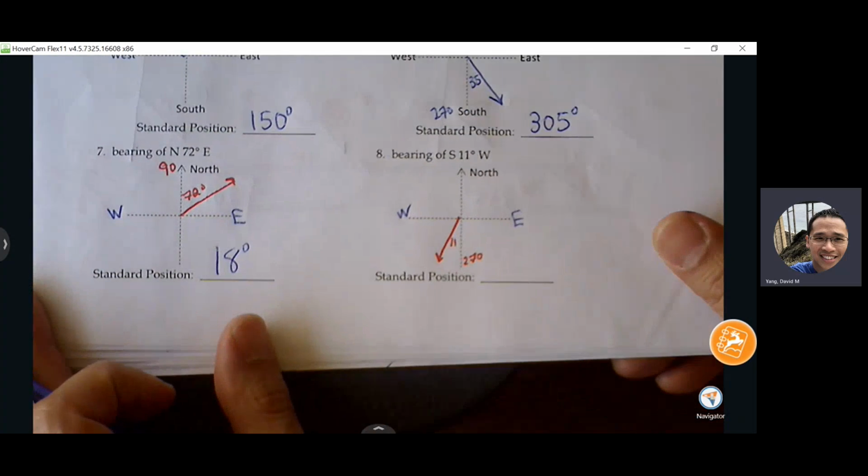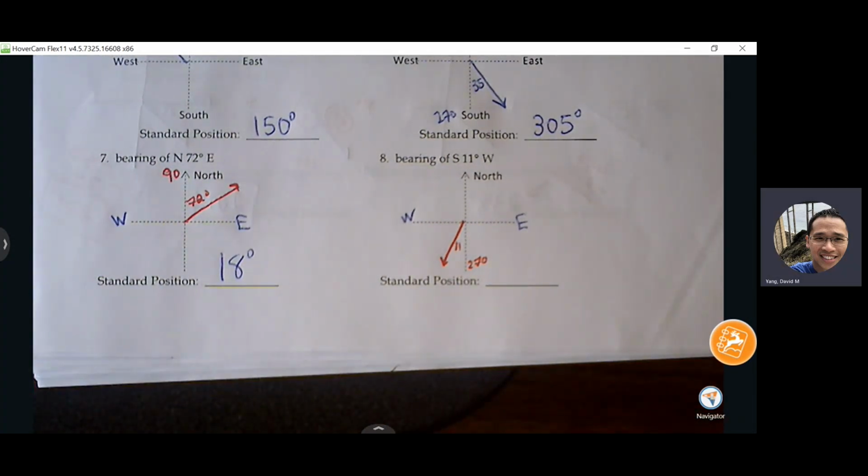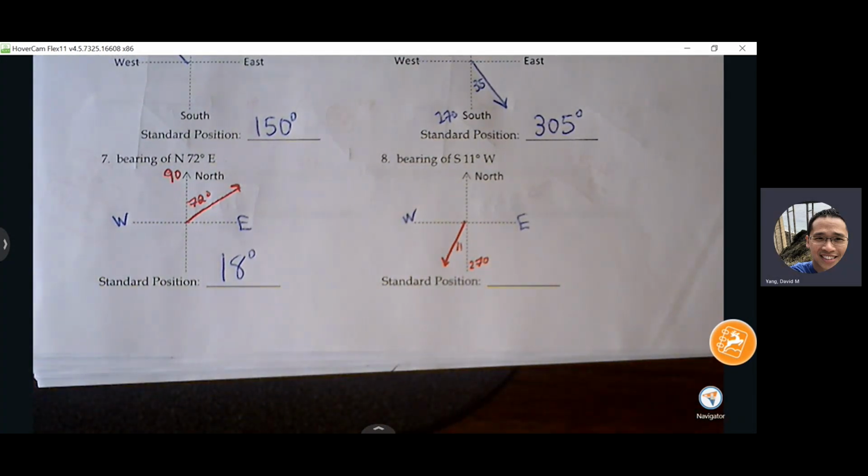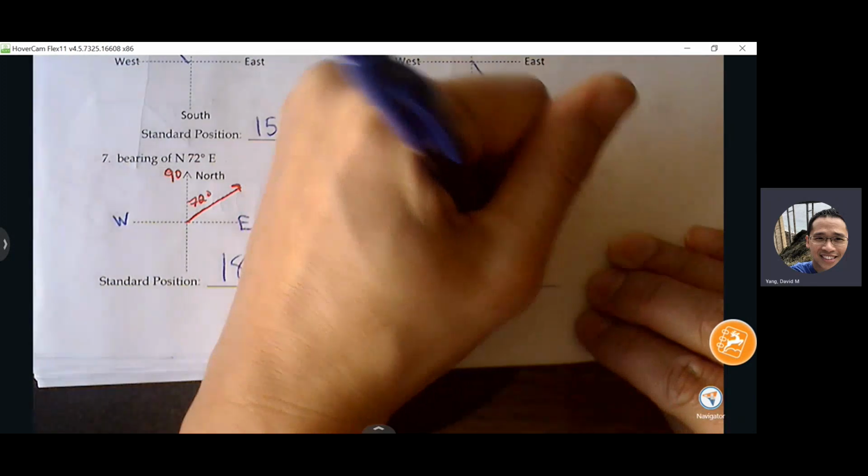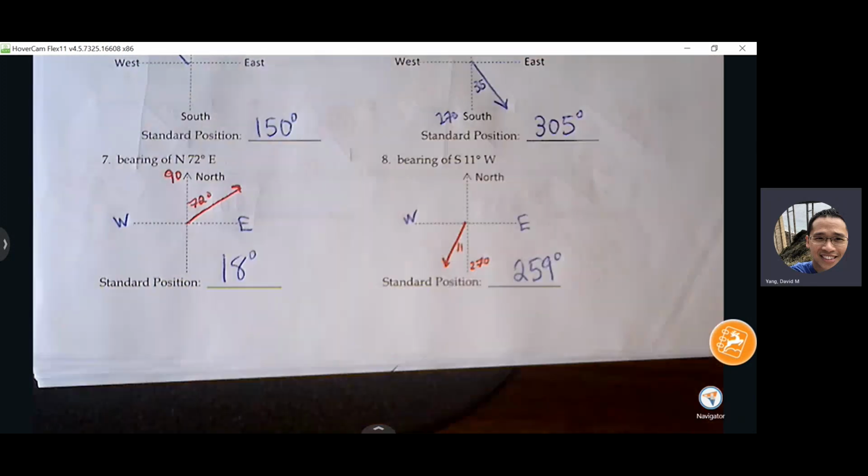So number 8, we start south, we go west. We're going to land in the third quadrant. So 270, 270 what? Minus 11, right? Because we know where we're going to end up. If we accidentally make a mistake and do 270 plus 11, we'll realize, wait a second, that's not third quadrant. So you would do 270 minus 11.